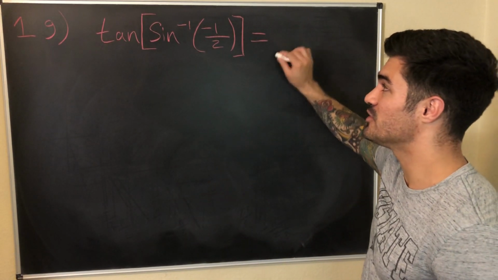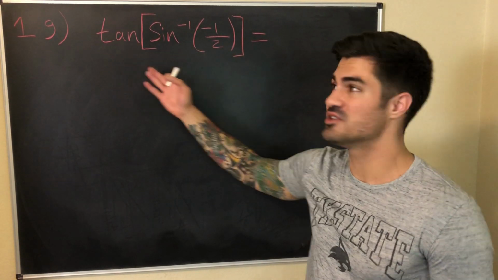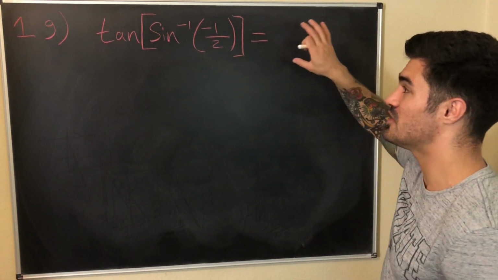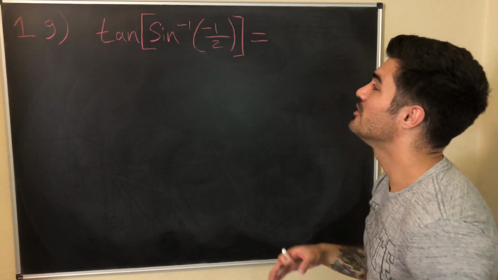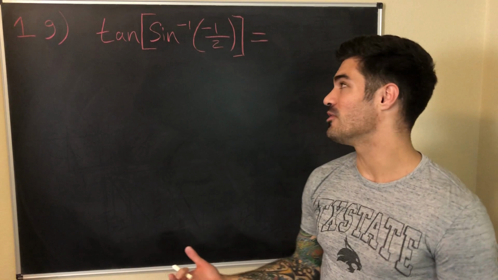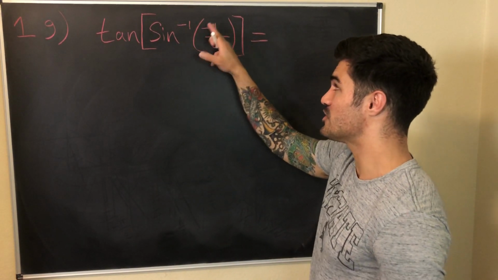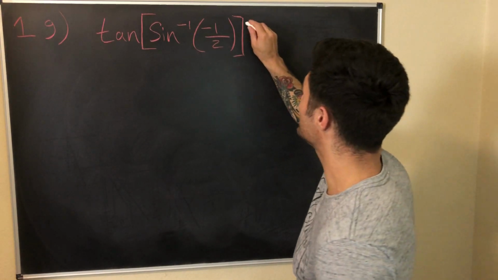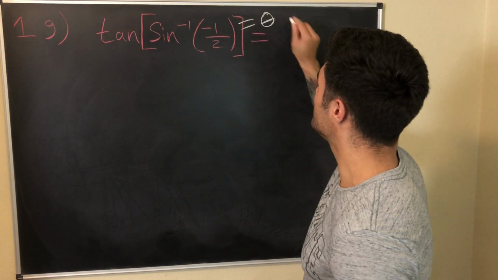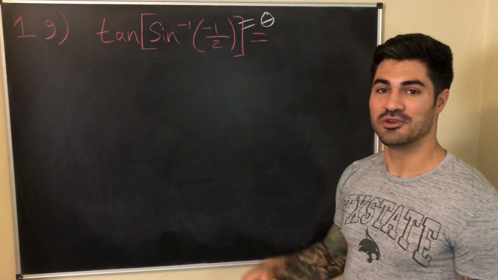I'm not going to write theta because remember, the inverse functions give us angles. The regular functions give us values. So we're expecting some value out here. So what we can do with these kind of problems, I personally think they're easier than the last few problems, we can just start from the inside. We can find out what's the sine inverse of negative 1/2, right? Because that's going to give us an angle. Find that angle and then take the tangent of that angle, and that's our answer.